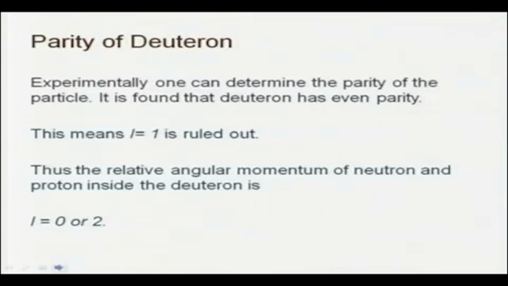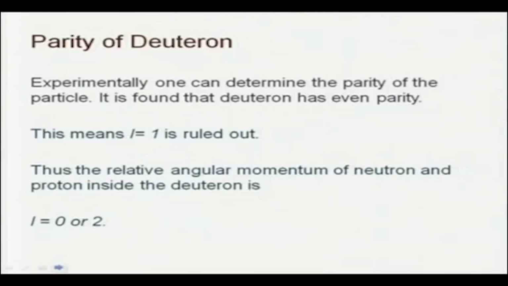So, that is what we are seeing here. Experimentally one can determine the parity of the particle, and it is found that the deuteron has even parity, and therefore L equal to 1 is ruled out. So, the relative orbital angular momentum of the neutron and proton inside the deuteron is either 0 or 2 or some combination of these. There are other properties of the deuteron that we would like to consider, but I think we will do that in the next lecture.